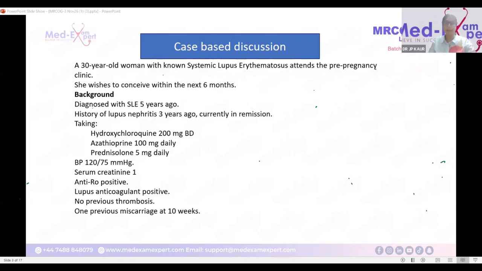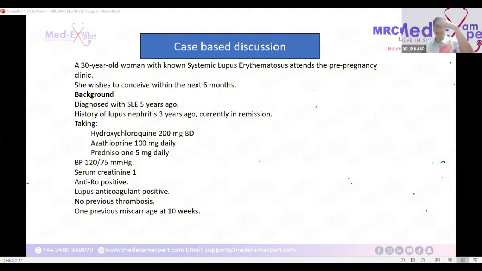So we can see that the patient wants to conceive in the next 6 months. She has SLE. She is for pre-pregnancy counseling. The most important thing here, as I told you, in the upper part of your brain, when you are seeing the station, you will note down SLE, systemic lupus erythematosus. Which condition is it? It is an autoimmune condition.